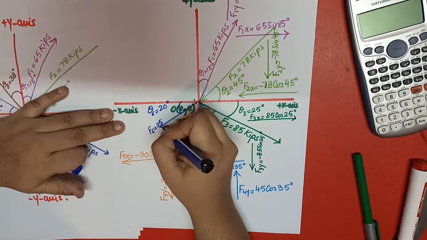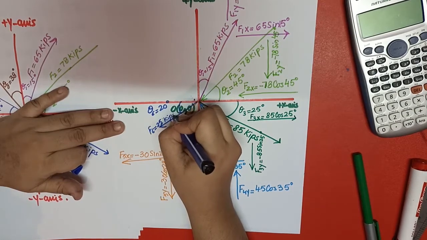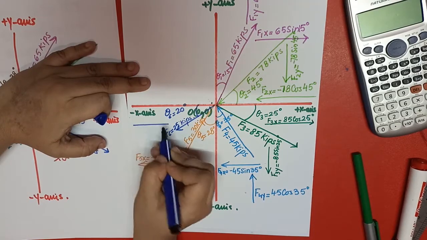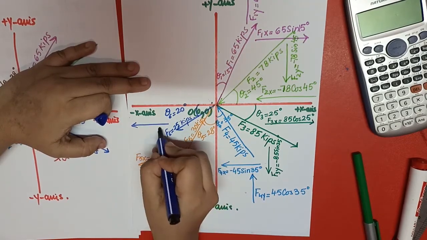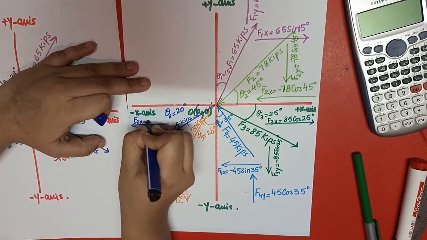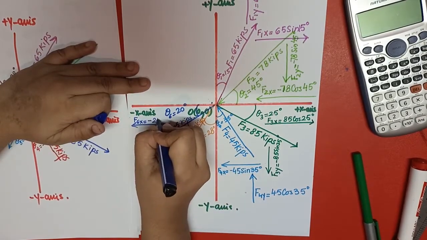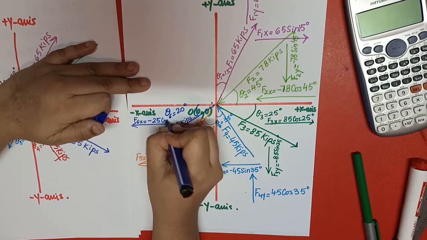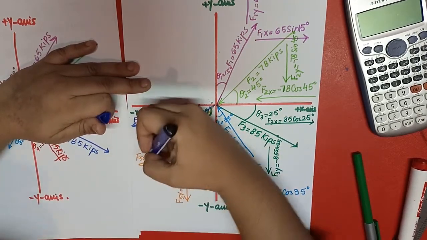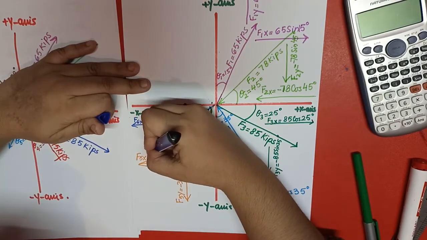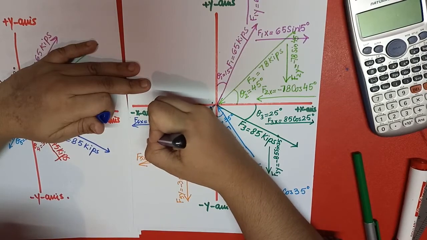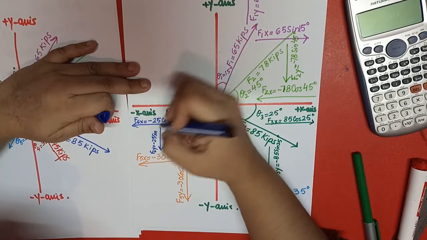F6 is equal to 25 kips. So I should resolve this force into its components as well. So this will be like this. F6x should be negative, so it is 25 cos of 20 degrees because the angle is attached with the negative x-axis. And F6y is equal to, this should also be negative, so minus 25 sine of 20 degrees.